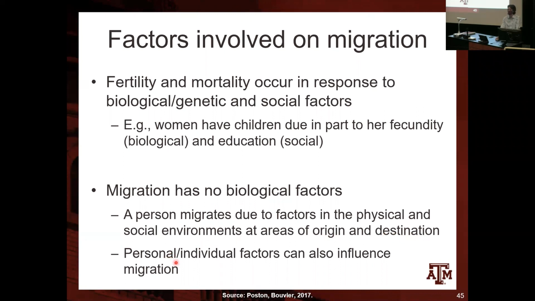And of course, similar people that are from the same area of origin, some of them might be more likely to migrate than others because of individual decisions, individual characteristics, socioeconomic, educational characteristics. But all these factors here are related to social factors, not to biological factors, right?